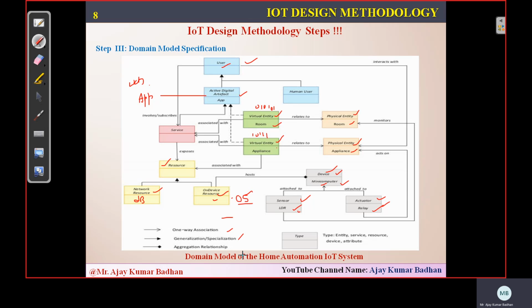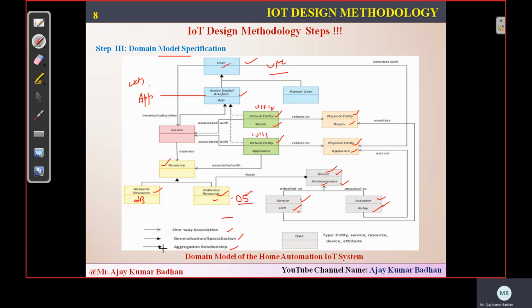Wherever there is a filled solid arrow, that is the generalization, meaning the inheritance concept has come up here. And then the last one is related to the UML diagram, something like a class diagram you can say. This is one type of class diagram represented for your domain model specification.